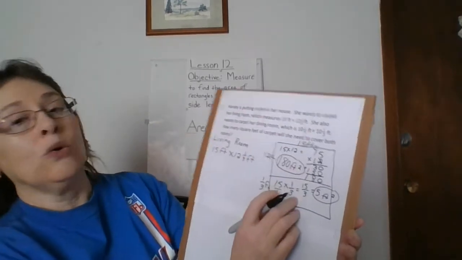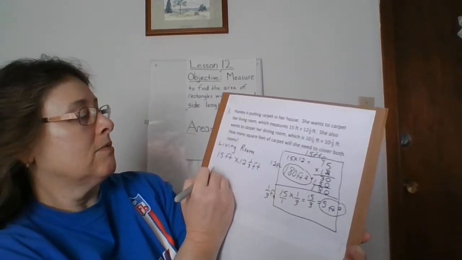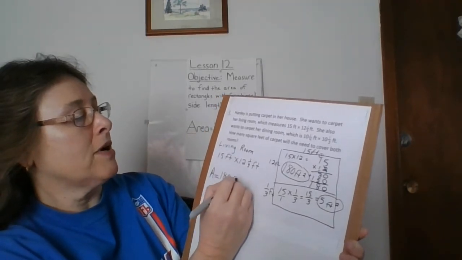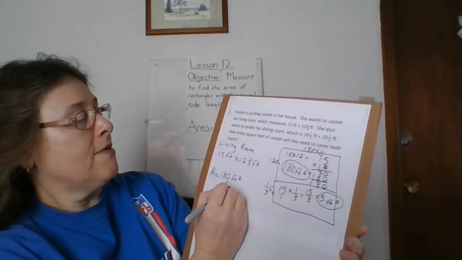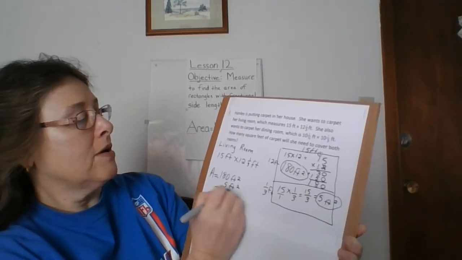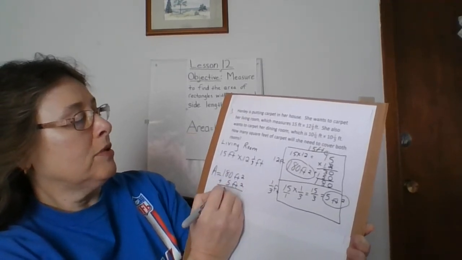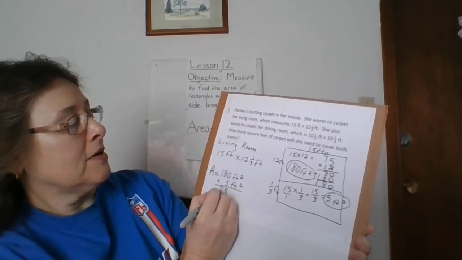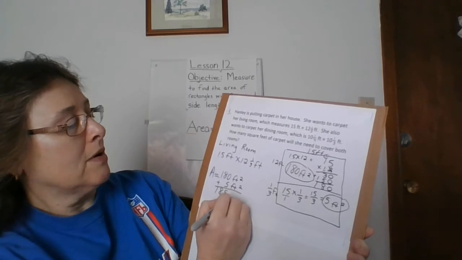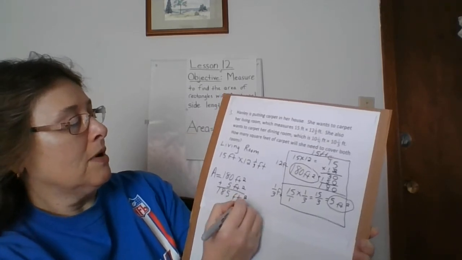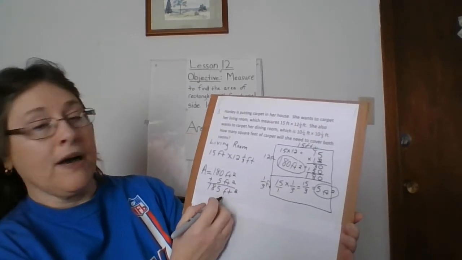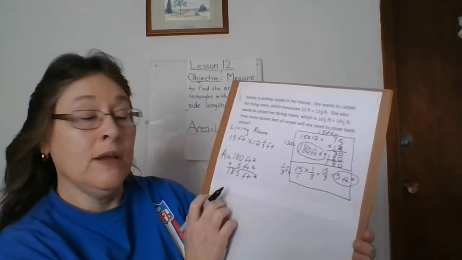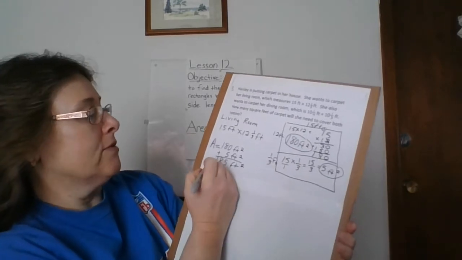Now to find my total area for the living room, I do 180 feet squared plus 5 feet squared. 0 plus 5 is 5. 8 plus nothing is 8. 1 plus nothing is 1. So I have 185 feet squared for my living room. Now we have to go ahead and do the same thing for the dining room.